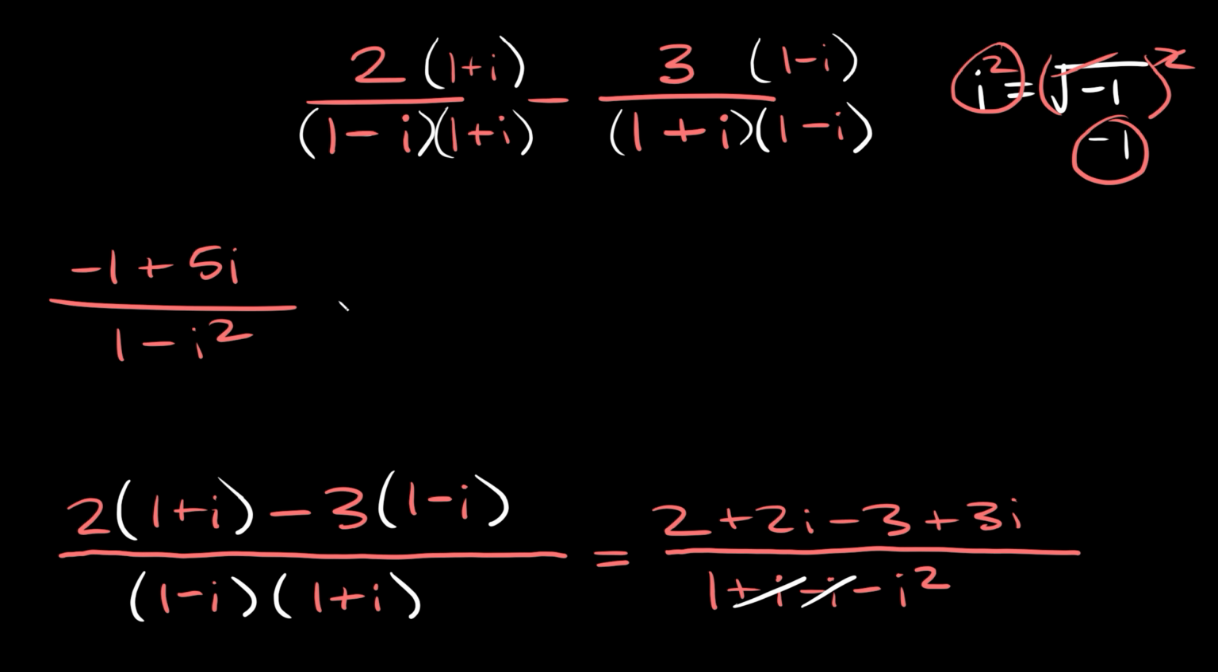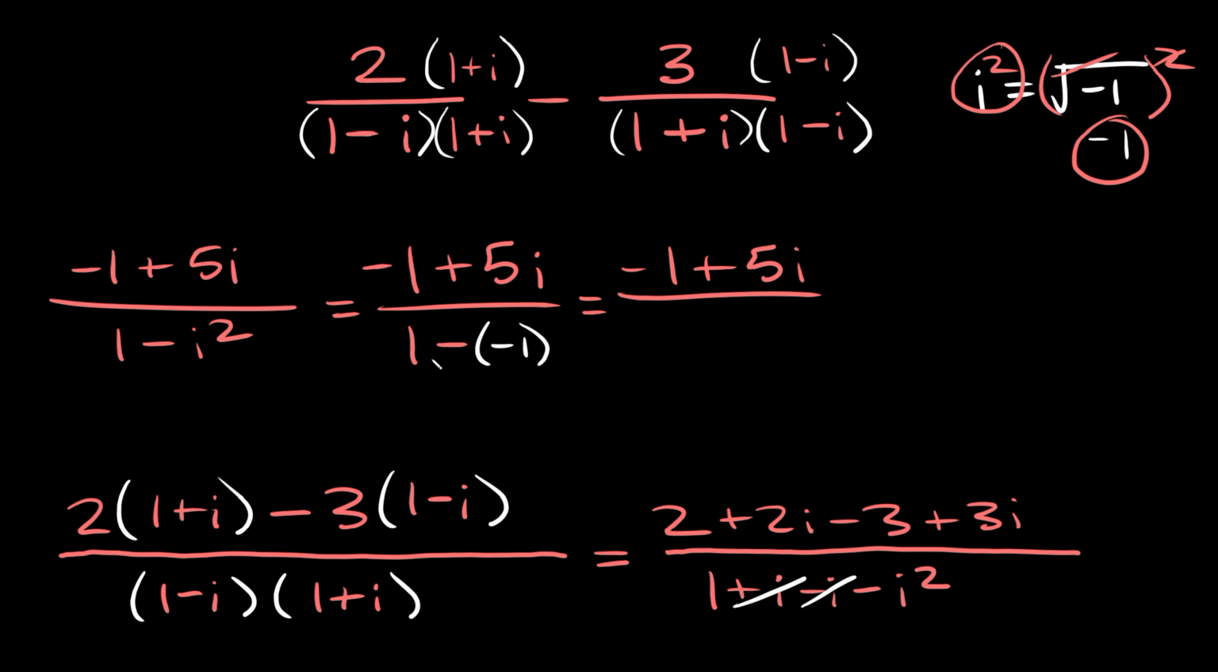So here, this is going to be equal to negative 1 plus 5i. This is just an i, not i squared, so we'll leave it alone. And that's over 1 minus i squared. Like we said, i squared is equal to negative 1, so we'll plug in a negative 1 right there. So here we get negative 1 plus 5i over 1 minus negative 1, which is 2.